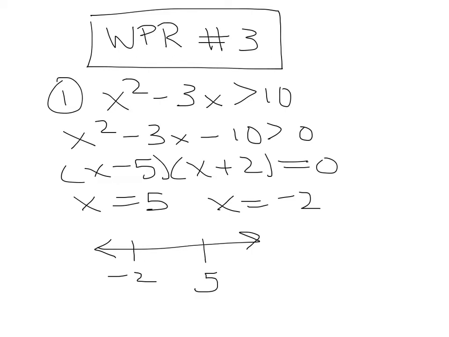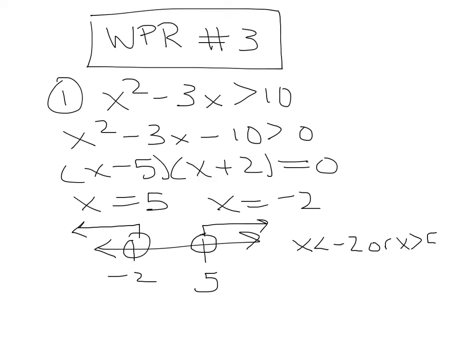Now we know that this problem is an OR problem because of the greater than symbol, and we know from our work in class that ORs give us this shape. So the values greater than 5, in addition to the values less than -2, would be the solutions to this inequality. We could also write this using inequality symbols as x is less than -2 or x is greater than 5.